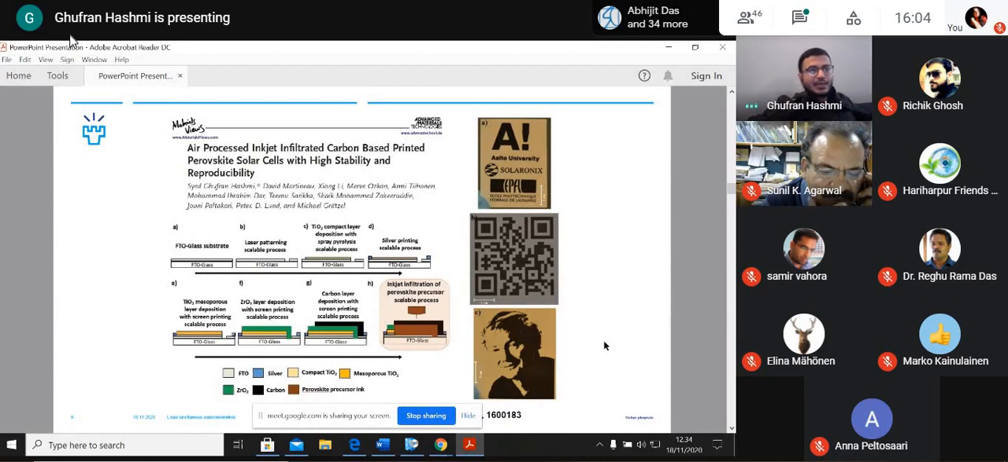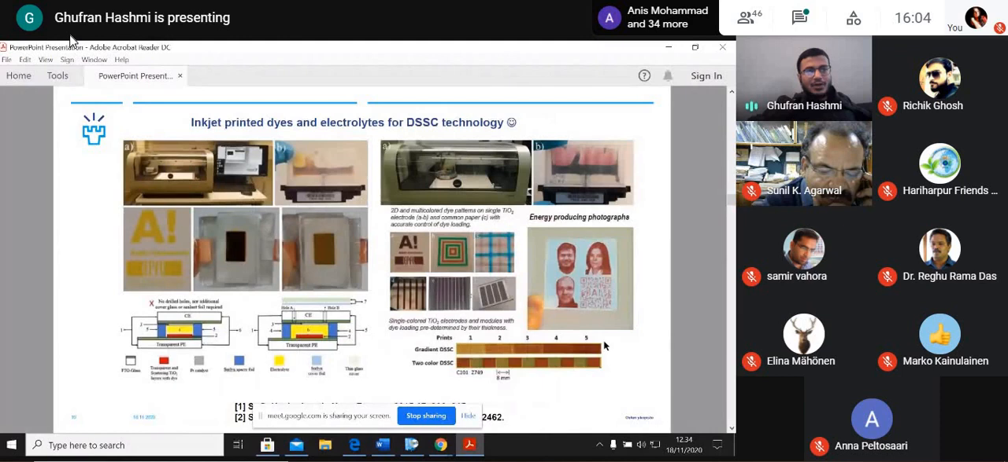And this work is also patented with a US patent application. And what was the motivation of this work? We had already, because I have also been actively working on dye solar cells, which can also be printed with scalable methods.